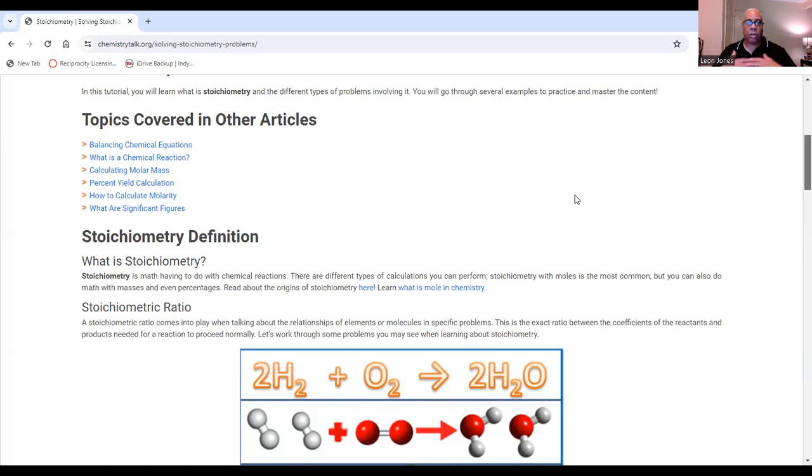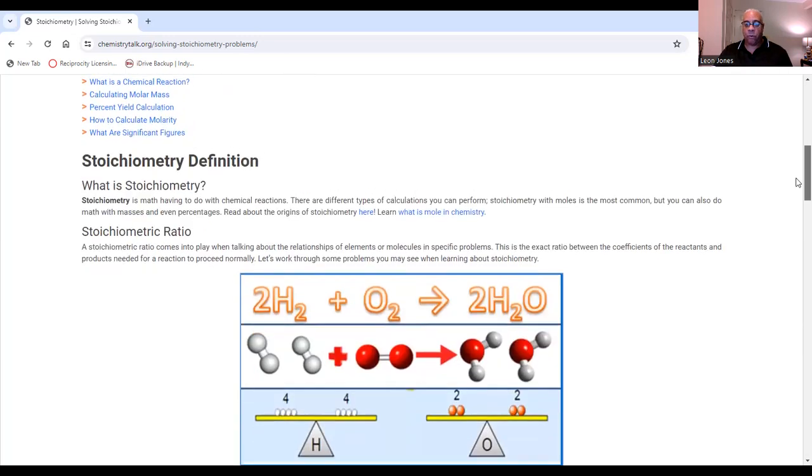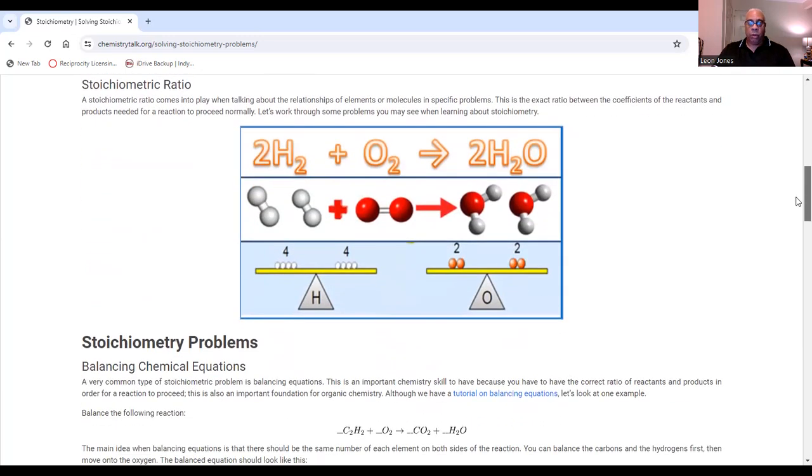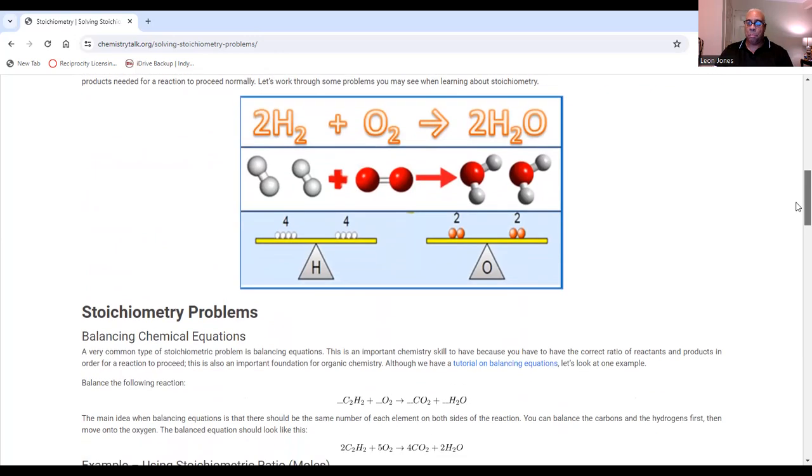Now, what we have when it comes to stoichiometry, we have a ratio. And the ratio comes into play when we talk about relationships of elements or molecules of specific problems. So there is an exact ratio between the coefficients and the reactants and products needed for a reaction to proceed normally. So, like I said before, when we deal with problems, okay, this problem is already balanced.